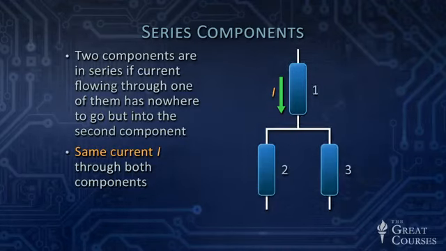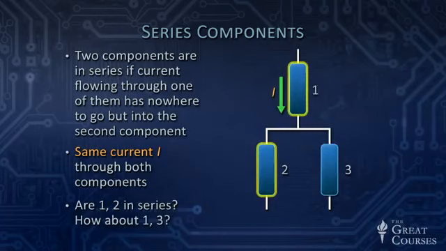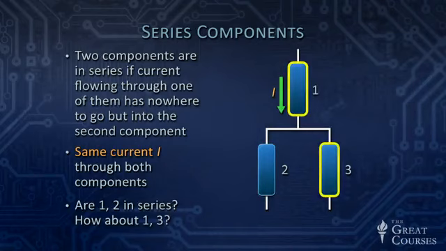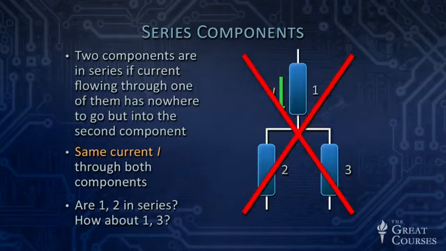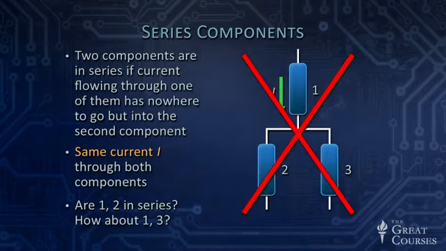Here's a little question. Are components 1 and 2 in series? How about 1 and 3? Well, look at what happens to the current through 1. It has the possibility of splitting, some of it through 2, some of it through 3. So none of those resistors are in series. There are no series combinations in that particular situation. So that's in general what series means.